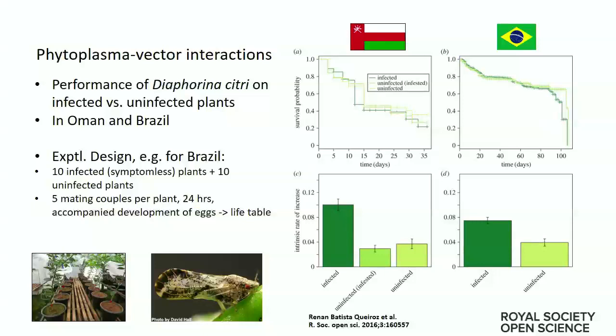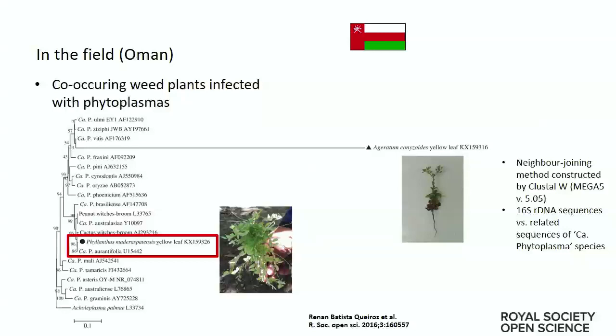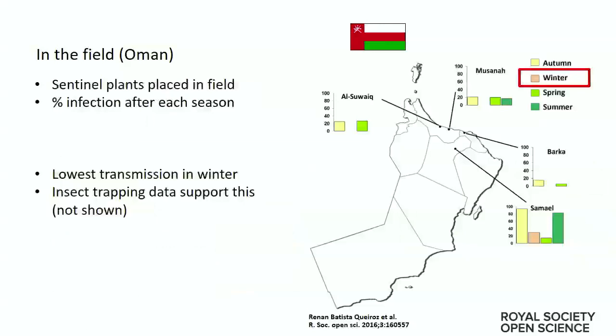We're starting to look at the mechanisms of this. Also in Oman, we found these plants around the growing areas, which seem to serve as alternative hosts. So we found two phytoplasmas. One of them is plainly not a relative of the one we're working on, but this one in the phylogeny grouped very closely with the one we're working on. So it seems there may be these reservoirs nearby. This has just been published, by the way.